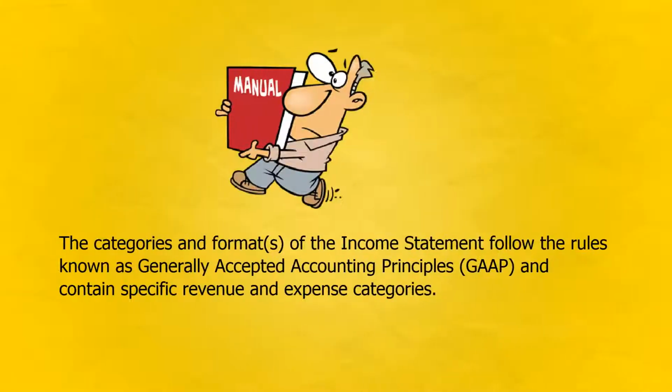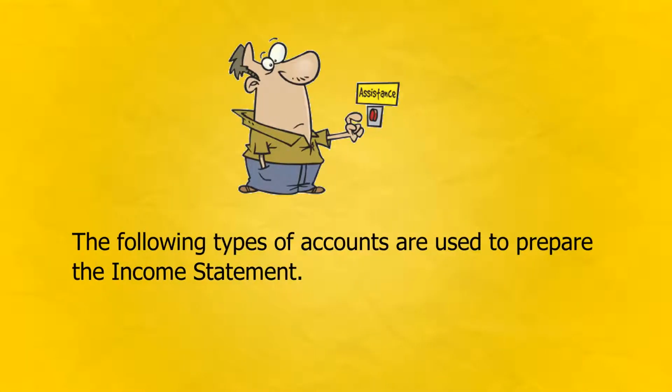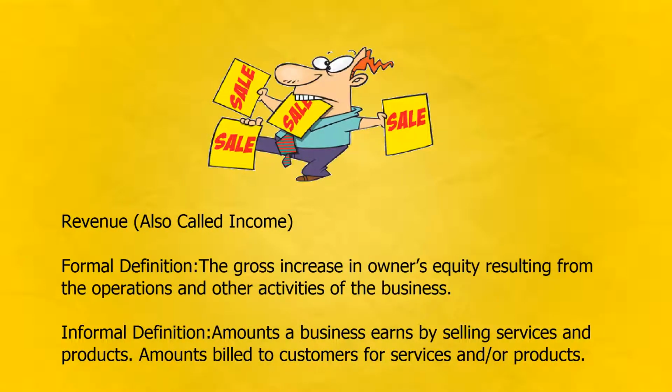The categories and formats of the income statement follow the rules known as Generally Accepted Accounting Principles (GAAP) and contain specific revenue and expense categories. The following types of accounts are used to prepare the income statement. Revenue, also called income. Formal definition: the gross increase in owner's equity resulting from the operations and other activities of the business. Informal definition: amounts a business earns by selling services and products. Amounts billed to customers for services and/or products.